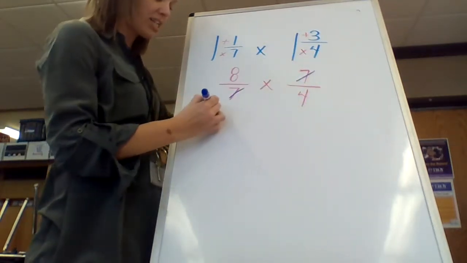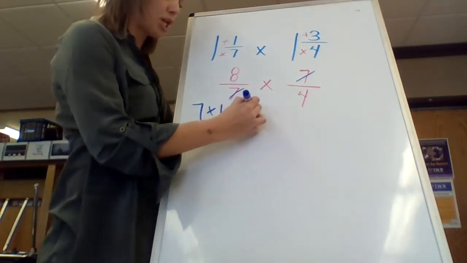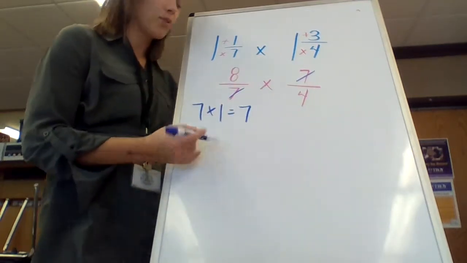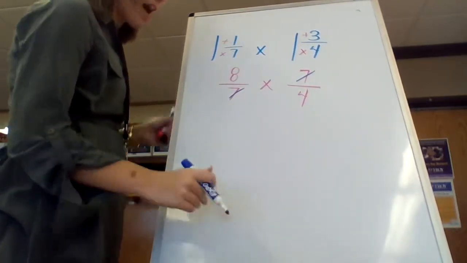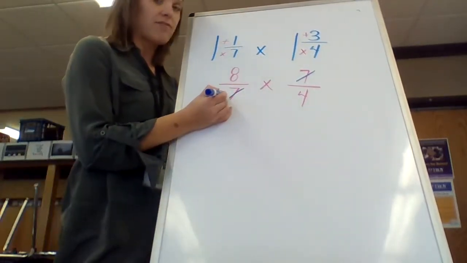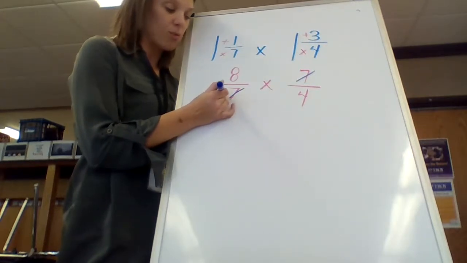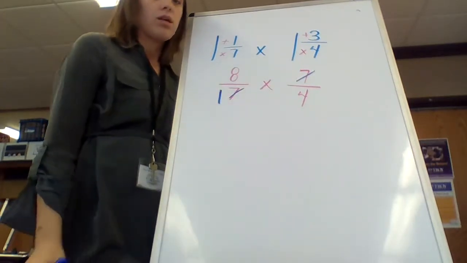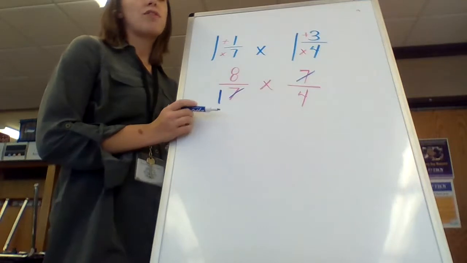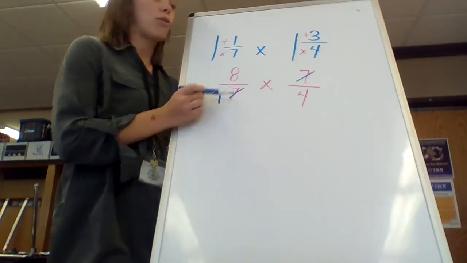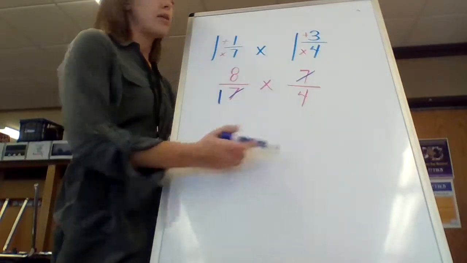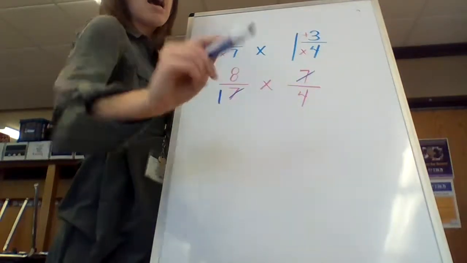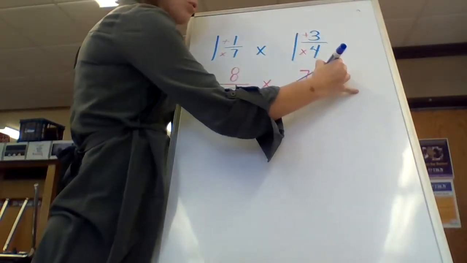We know that the fact family is 7 times 1 equals 7. That's the fact family. So if I'm going to simplify this, I'm going to say, okay, 7 divided by 7 is going to leave me with the number 1. Whatever I divide with the denominator, I have to divide with the numerator. So if I did 7 divided by 7, I'm going to do 7 divided by 7, which is also going to be 1.